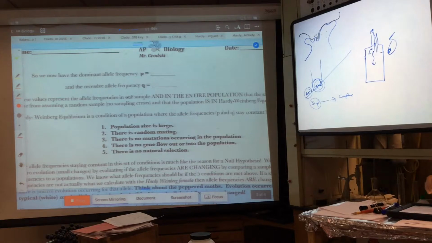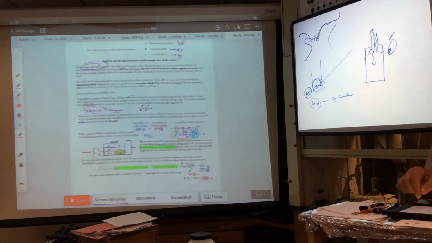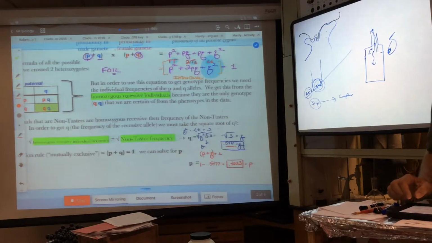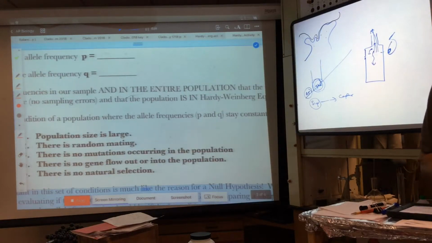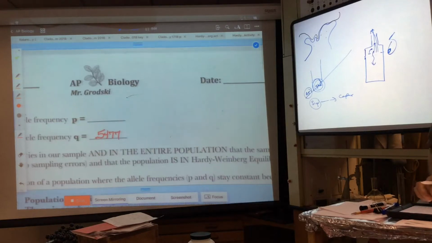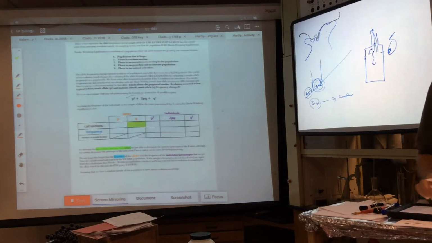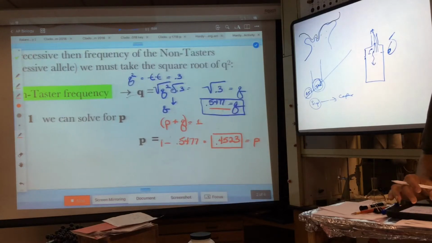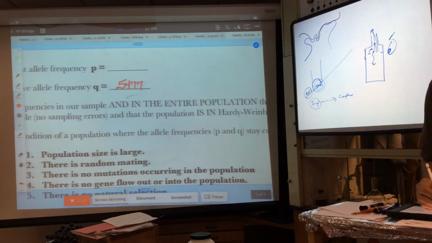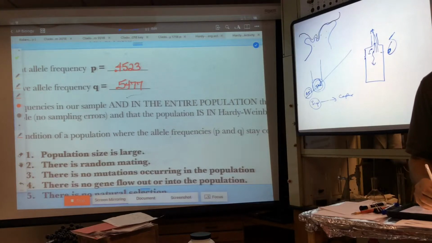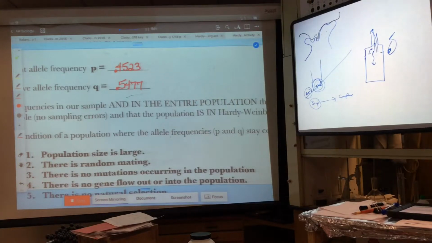So I guess I should have rewritten that. All right, so I got my Q to be 0.5477. And then I got my P. You can see the P was 0.4523. Okay, and those are my frequencies. I left a lot of numbers there just to not mess up my rounding.